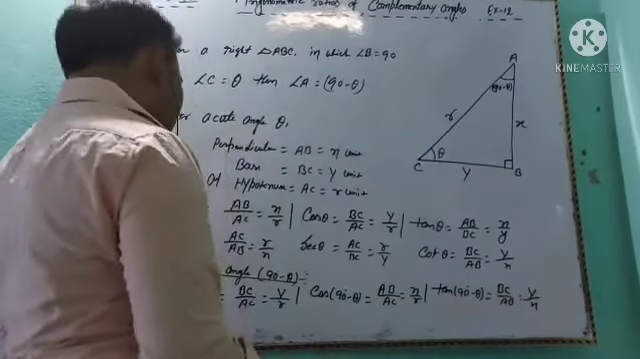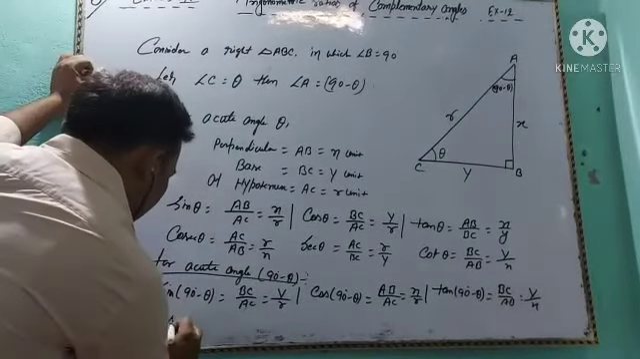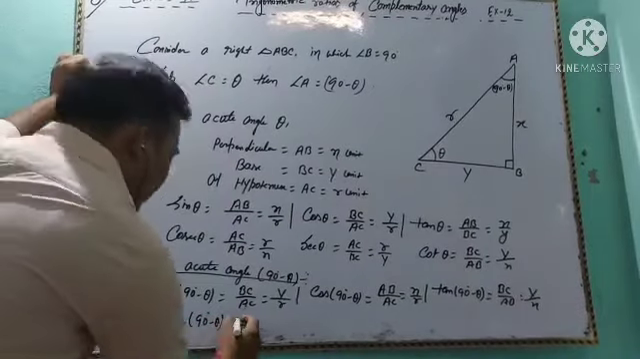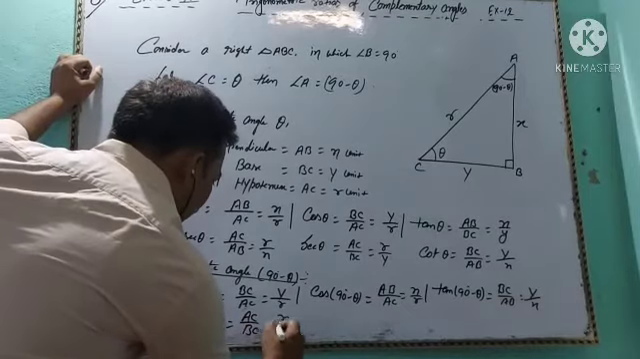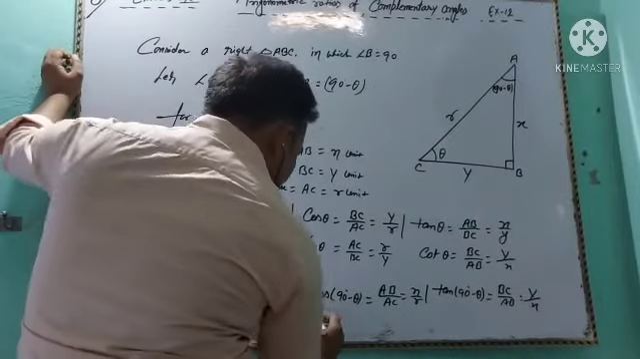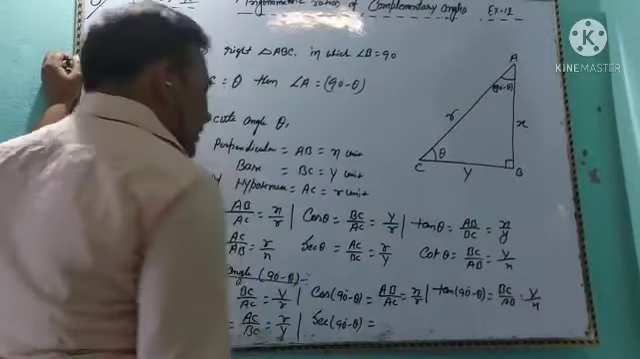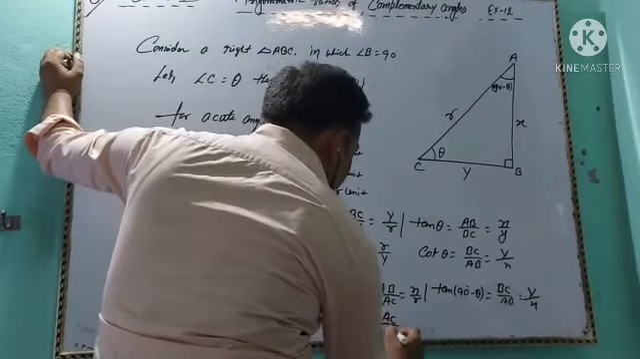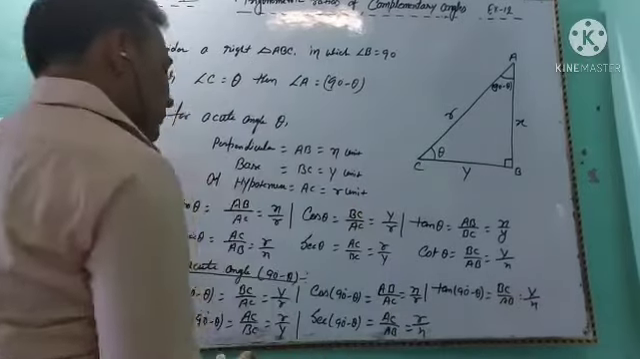Okay students. And next, the reciprocal of sin(90° − θ) is cosec(90° − θ), that is the hypotenuse by the perpendicular. Hypotenuse is AC and the perpendicular is BC, that is r by y. The reciprocal of cos(90° − θ) is sec(90° − θ), that is hypotenuse by base, is r by x.